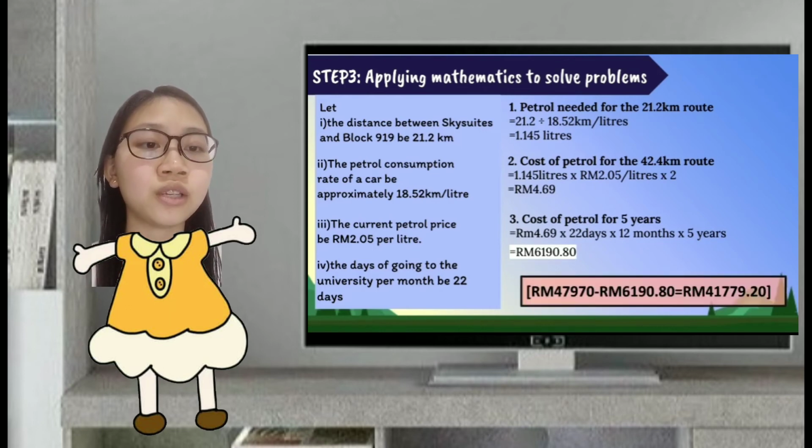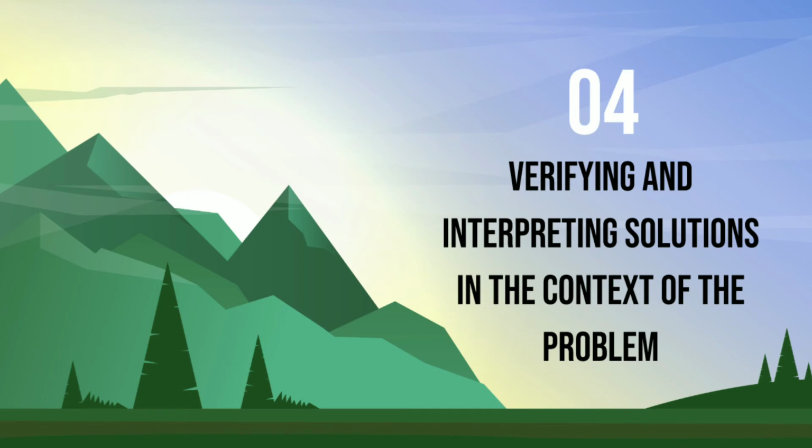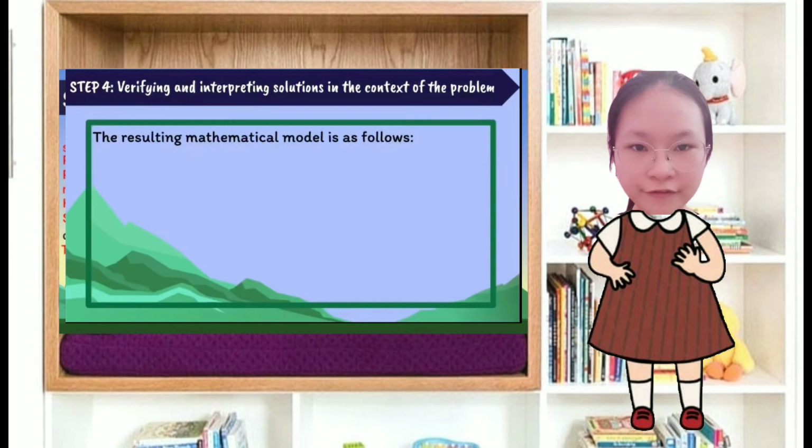Therefore, he can save 41,779 ringgit and 20 cents by commuting from Johor Bahru to Singapore. Step 4. Verifying and interpreting solutions in the context of the problem. After that, we need to verify and interpret solutions in the context of the problem.